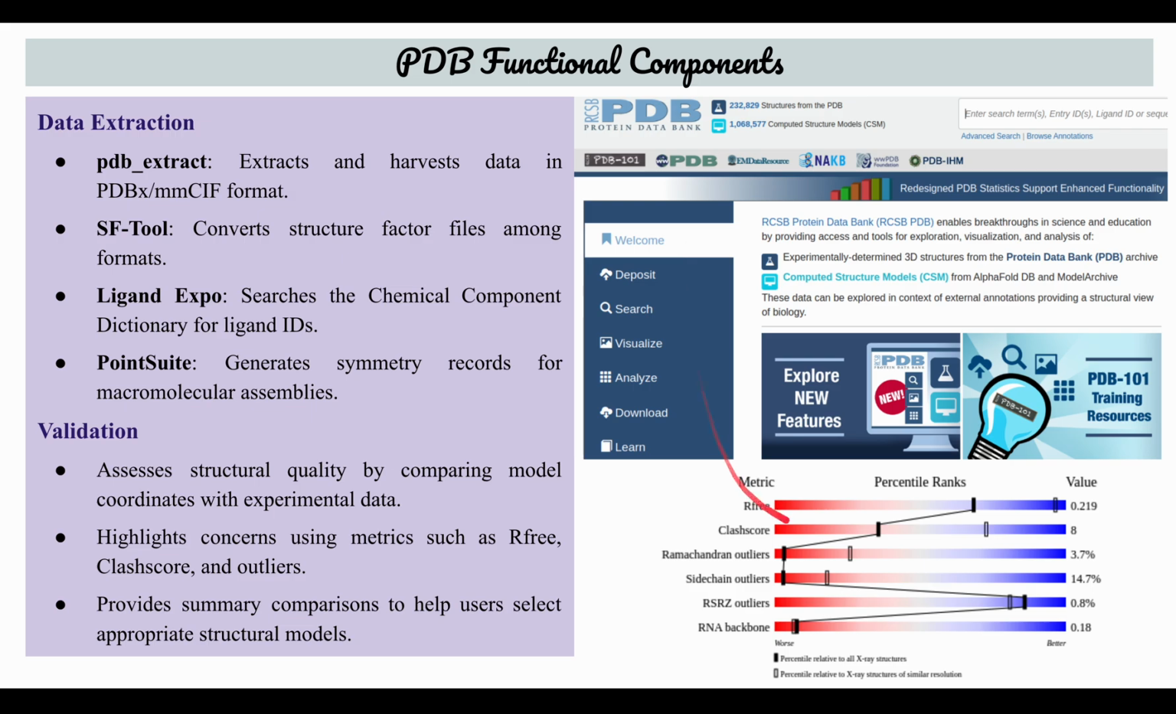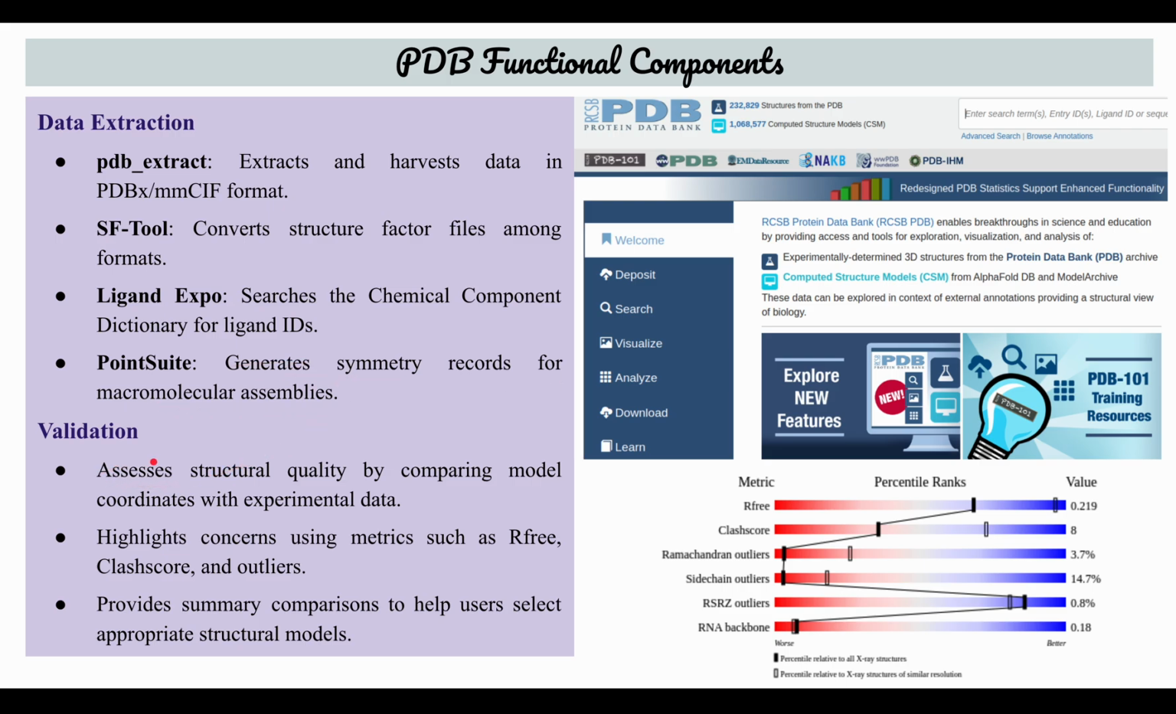Yeah, so this is the home page of PDB, and for data extraction there are different modes. The first one is PDB Extract, which extracts and harvests the data in PDBx/mmCIF format. Then comes SF Tools, which converts the structure factor files among different formats. Then Ligand Expo, in which you can search the chemical component dictionary for ligand IDs. Then is Pointsuite, which generates the symmetry records for macromolecular assemblies.